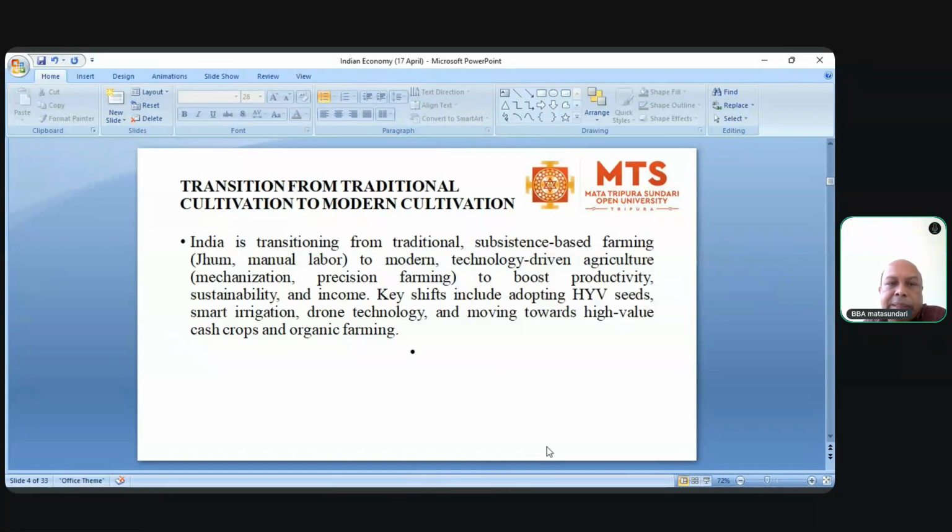And after independence, in India, the agricultural sector basically used traditional technology, old technology. But currently, in India, the agriculture sector contributes more to our national income. At the same time, farmers also use better technology and various modern inputs for cultivation purposes.